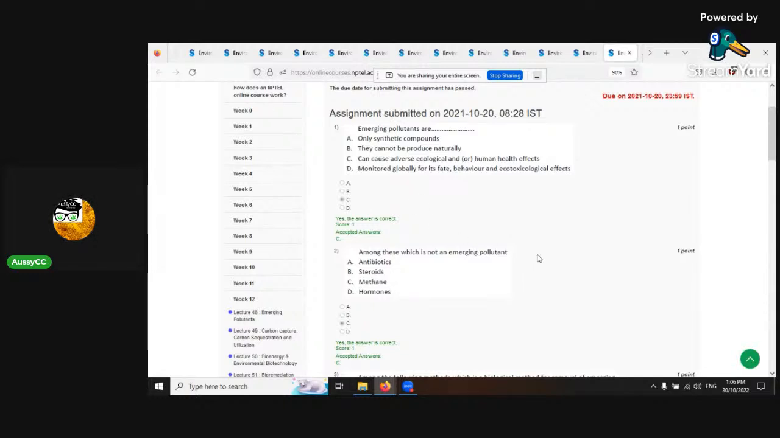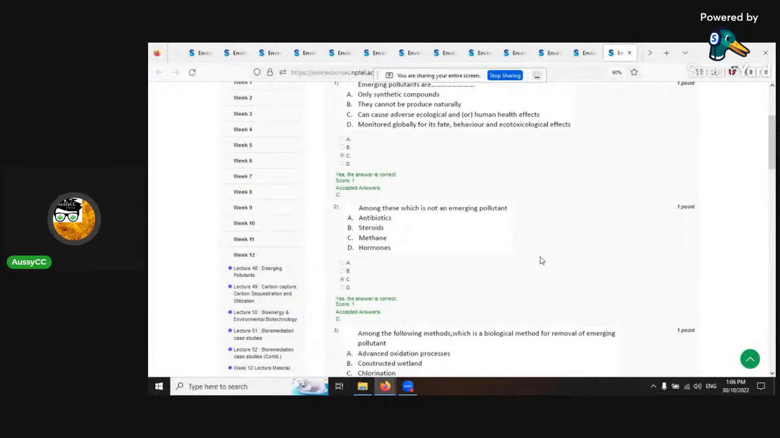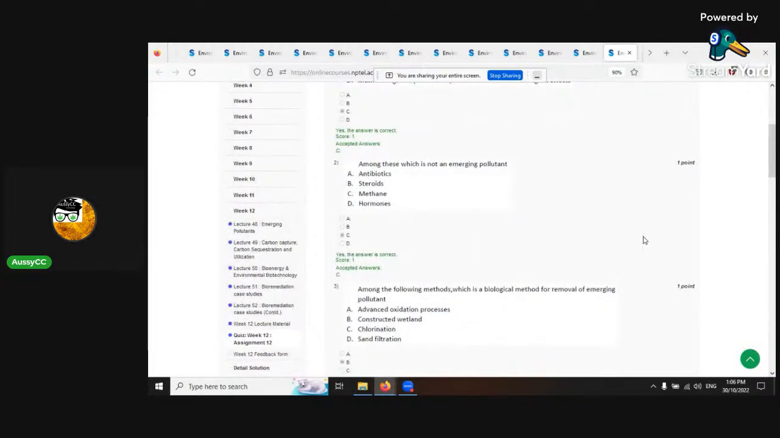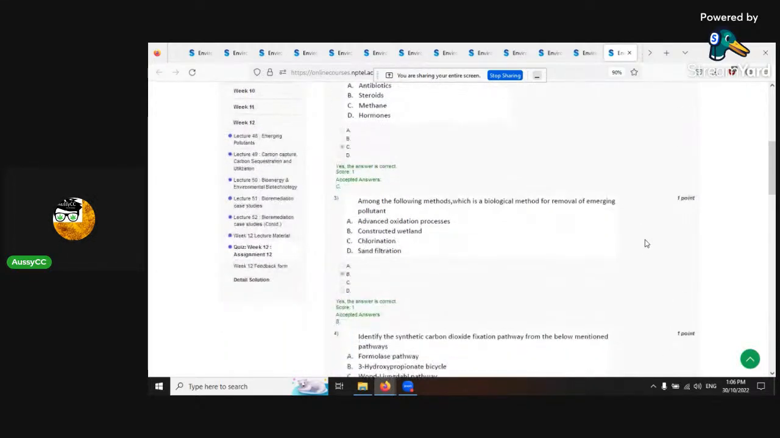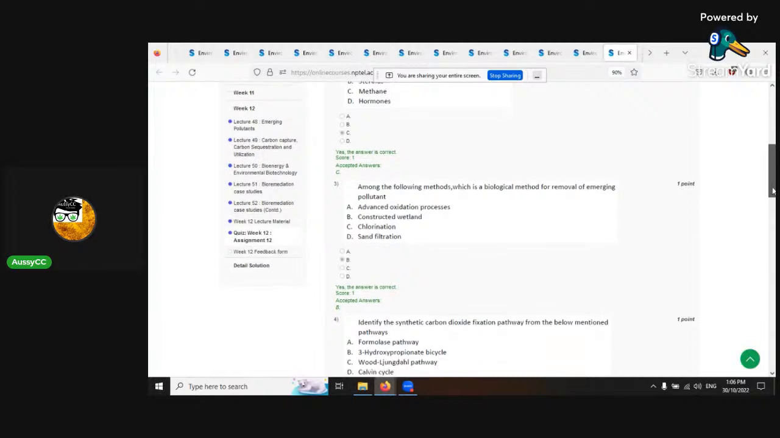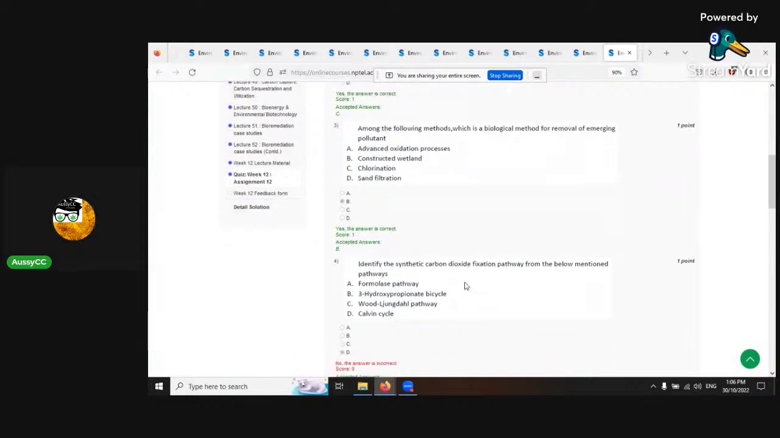It's not new. Among the following methods, this is the last one, by the way, which are the biological methods removing emerging pollutants? Wetlands, they are so beneficial. 14.5% is removed through them, I think, through the terrestrial wetlands. Carbon fixation. Carbon sequestration. Identify the synthetic carbon dioxide fixation pathway. I know that one. Formolase. I'd say, I reckon. Yep.